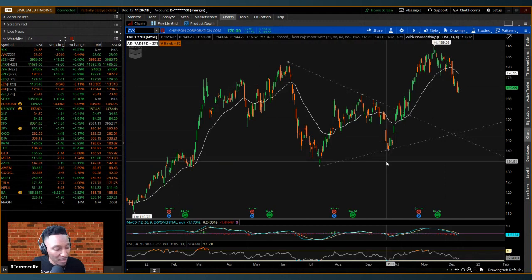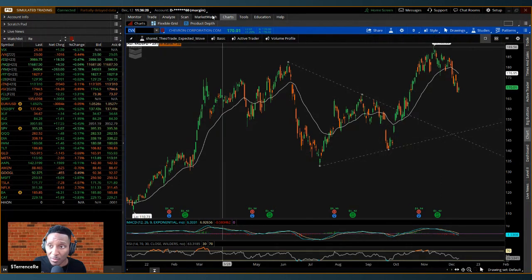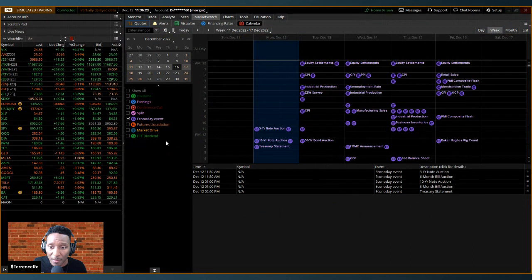But this week we got news coming up. So if I click on Market Watch, and then I come up here and click on Econo Day event, we can see today we got some auctions in the bond market later on today, and then tomorrow we're gonna have the CPI. That's some big news. Actually, I'm not quite sure if the CPI is on Tuesday or Wednesday because I see it on here twice. I may have to double check.